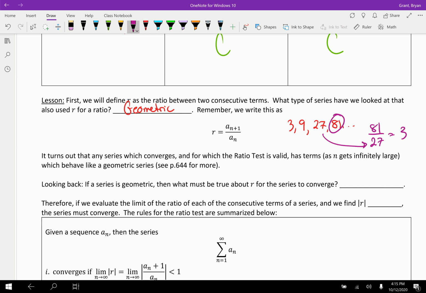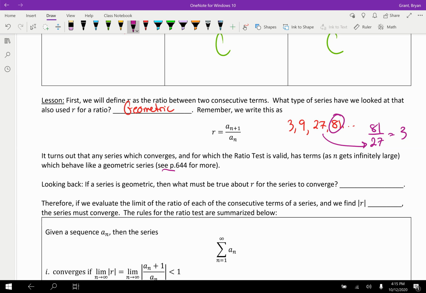It's being multiplied by 3 every time. Now, it actually turns out, and this is a pretty wild fact, that any series which converges and for which the ratio test is valid, and we'll look at ones that it's valid for, has terms, once you go out infinitely far, which behave like a geometric series. So that means eventually when our pattern gets large enough, there's going to be a common ratio. Even if there originally wasn't a common ratio, there will be eventually.